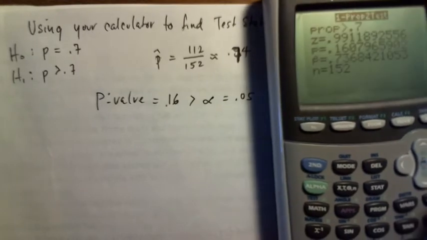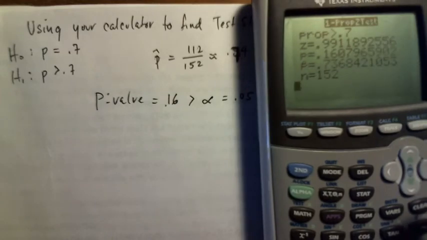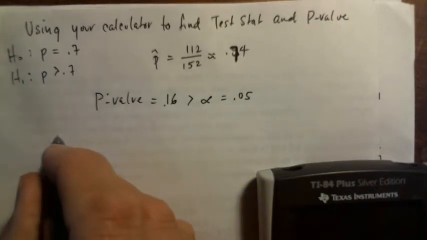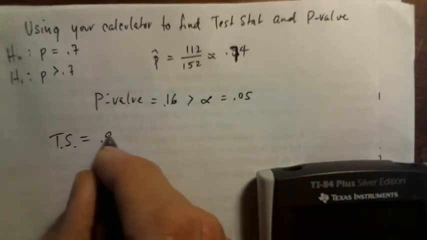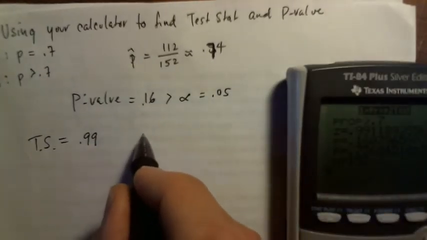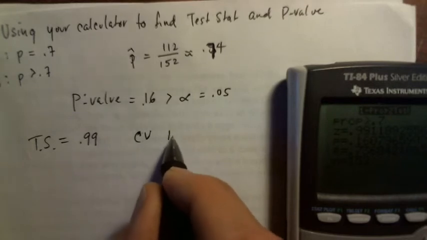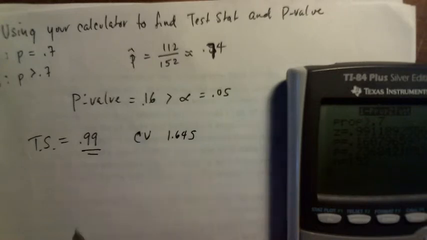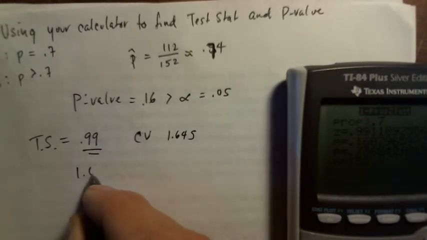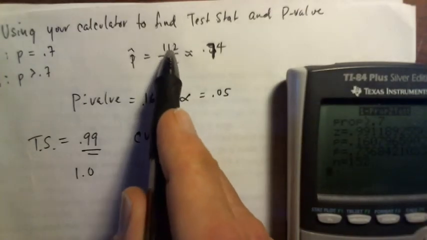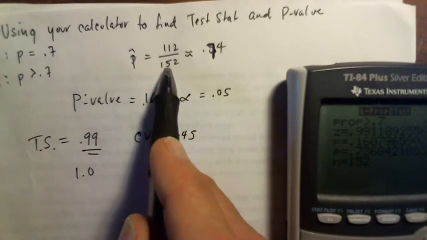Another thing to look at is the test statistic. The test statistic is 0.99. And remember, the critical value was 1.645. Now you might remember that when we calculated our test statistic ourselves, we got something a little bit bigger than 1.0 something. That's because of round off. Because when we put this into our calculator, when we put this into this test, it got exactly this.